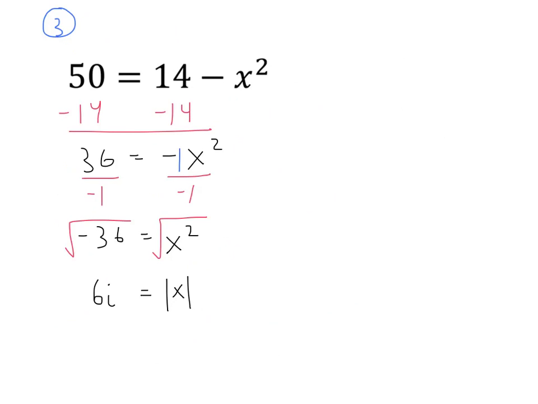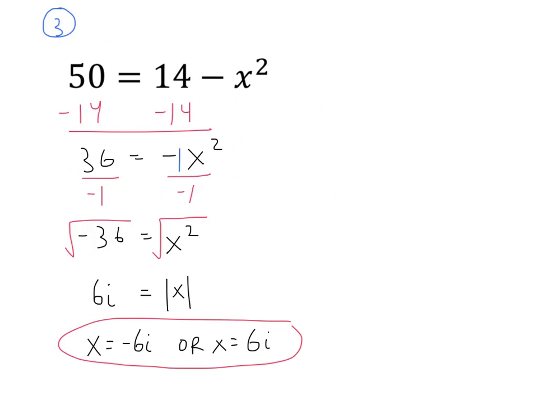So we have this statement here. 6i is equal to the absolute value of x. Okay? So what numbers have an absolute value of 6i? There are 2. One would be negative 6i, and the other one would be positive 6i. Right here, this is my answer.